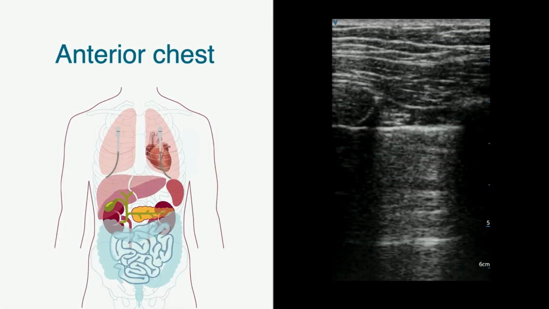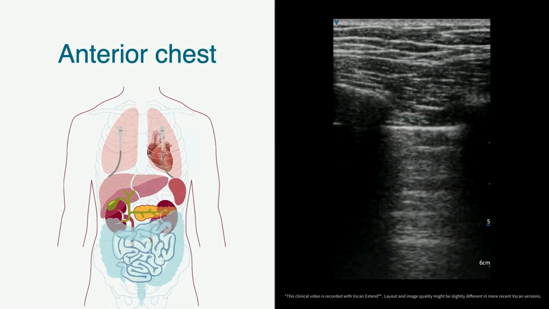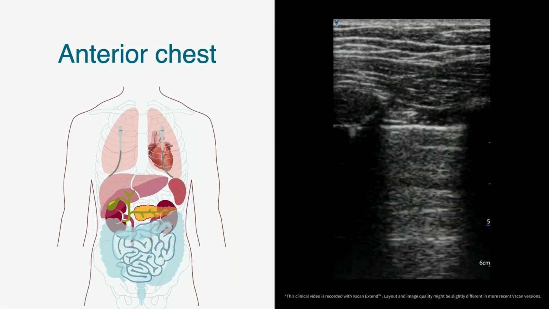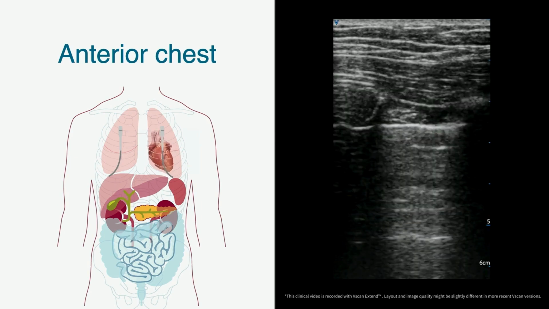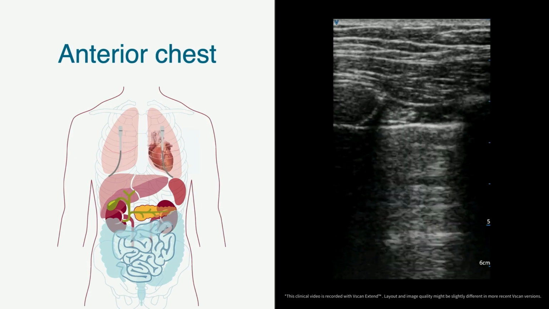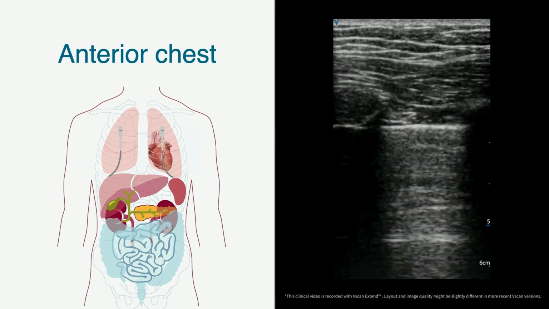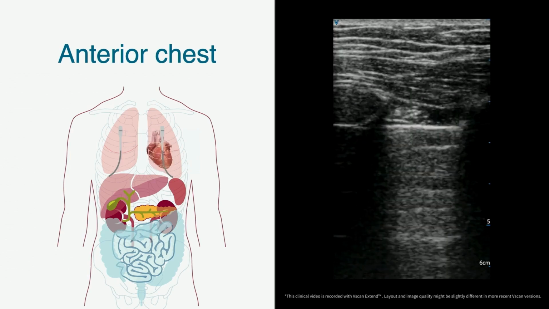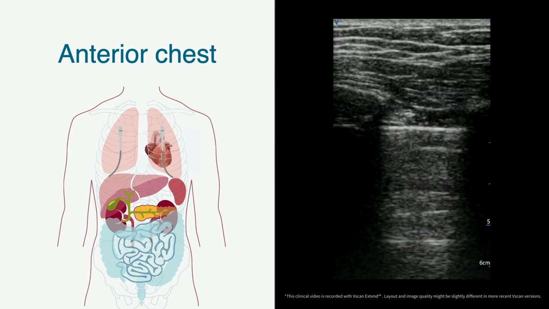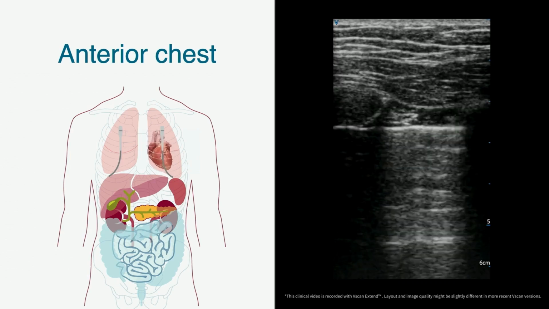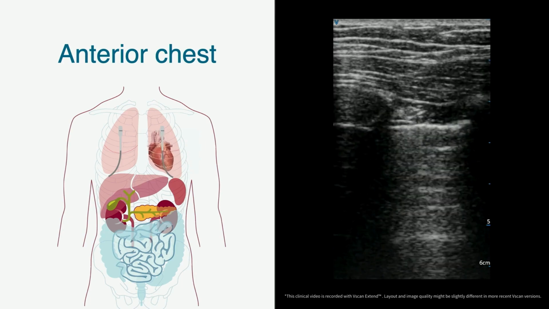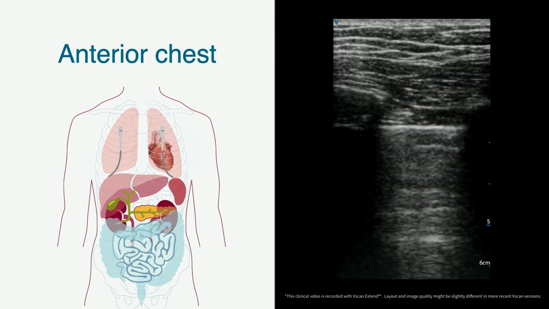And as seen in this very nice example over here, you have a rib on the left side of the screen. On the left side is always cranial, and a rib on the right side of the screen, that's caudal. And in between those two ribs with the adjacent rib shadows, you do see this pleural sliding, this sliding motion of the pleural line, which is very nicely visible. So this is a rule out for pneumothorax.